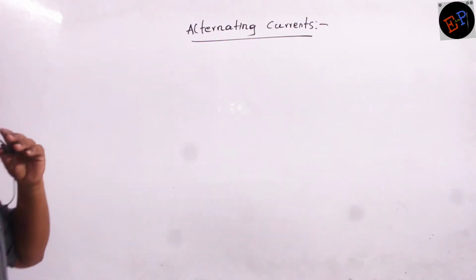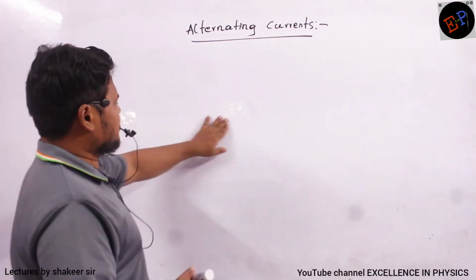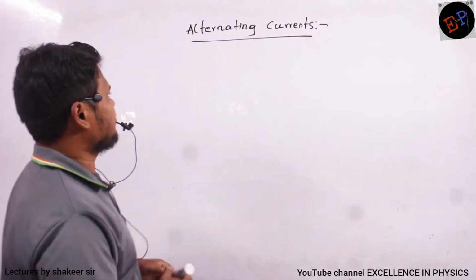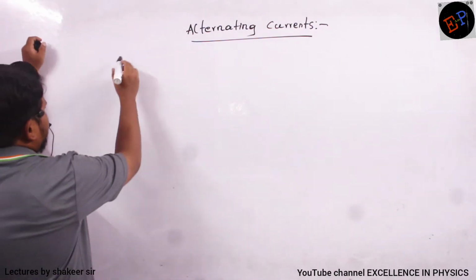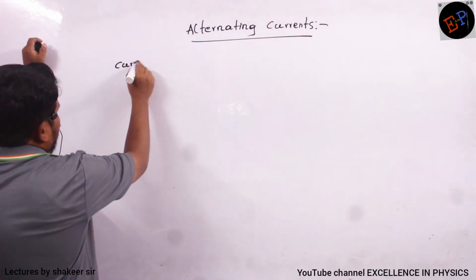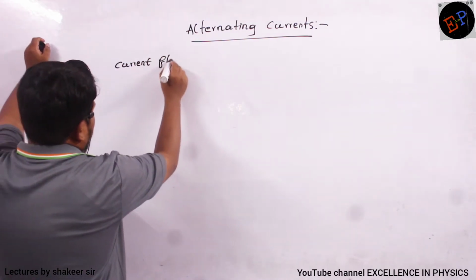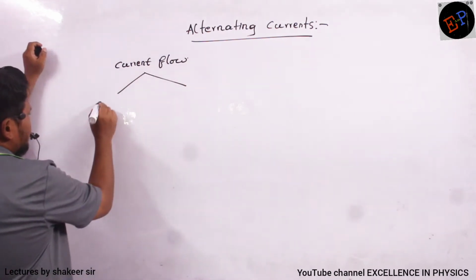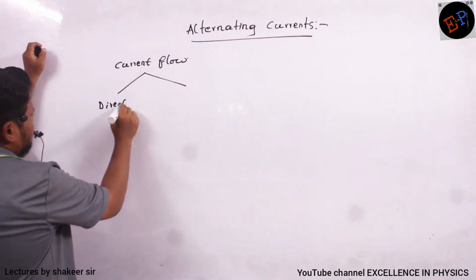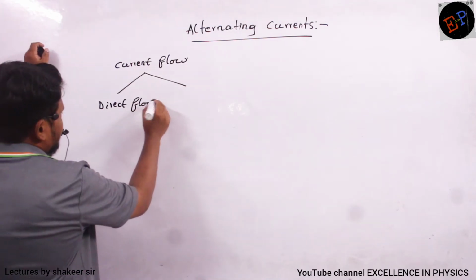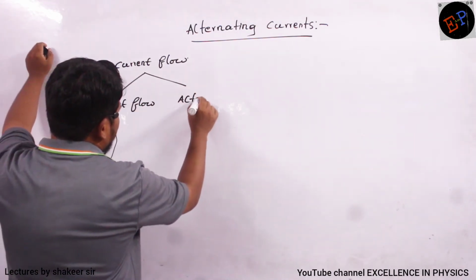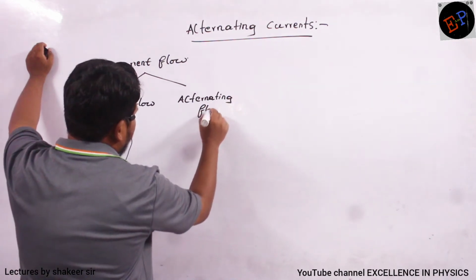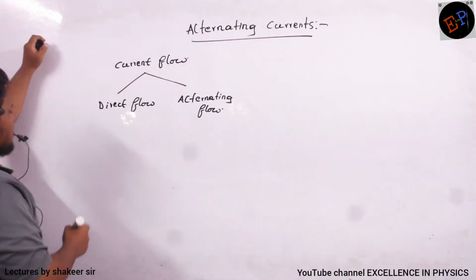Okay, ma'am. So, next topic which we are studying is AC, alternating currents. See, the flow of current I can divide into two types. One is direct flow and the second one is alternating flow. What is meant by direct flow?